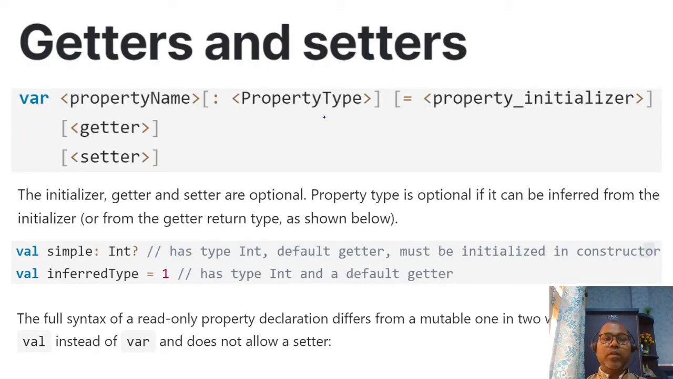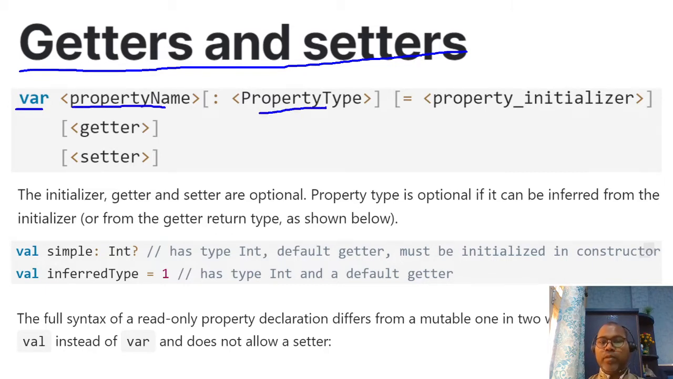Sometimes, while defining some property, I want to provide a getter and setter. So how does Kotlin support this? How can you provide a getter and setter? The general syntax is: the var or val keyword, your property name, your property type, and your default or initial value. After that you can write your getter or your setter. The initializer, getter and setter are optional.